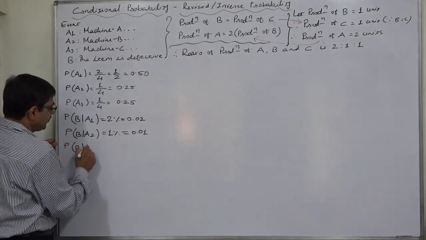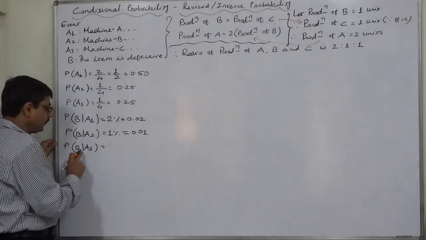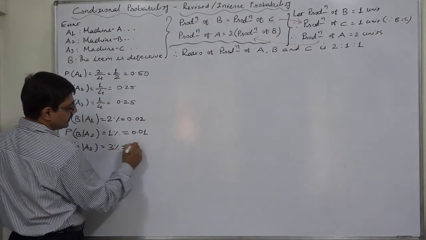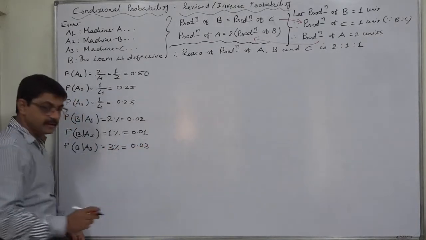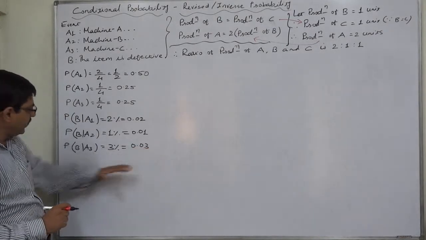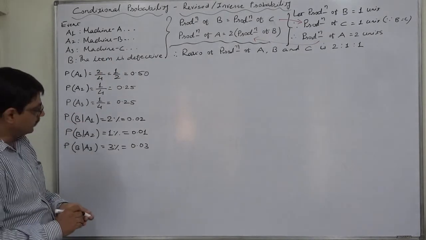P of B given A3, that is probability of an item being defective if manufactured by machine C, is given to be 3%, 0.03, 3/100. That means on an average, 3 items out of 100 manufactured by machine C can be expected as defective.